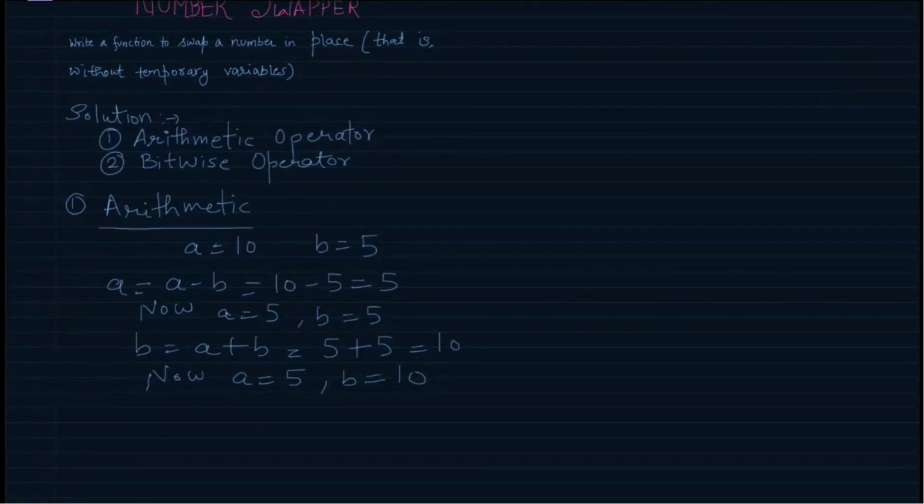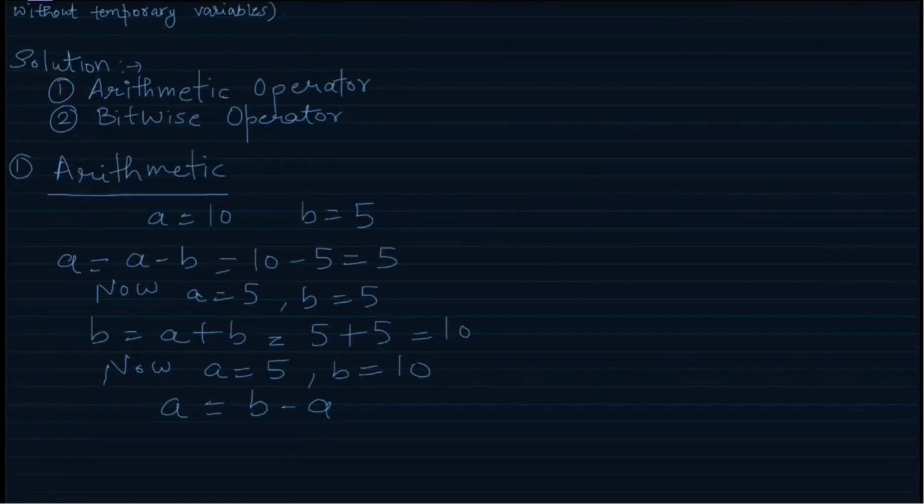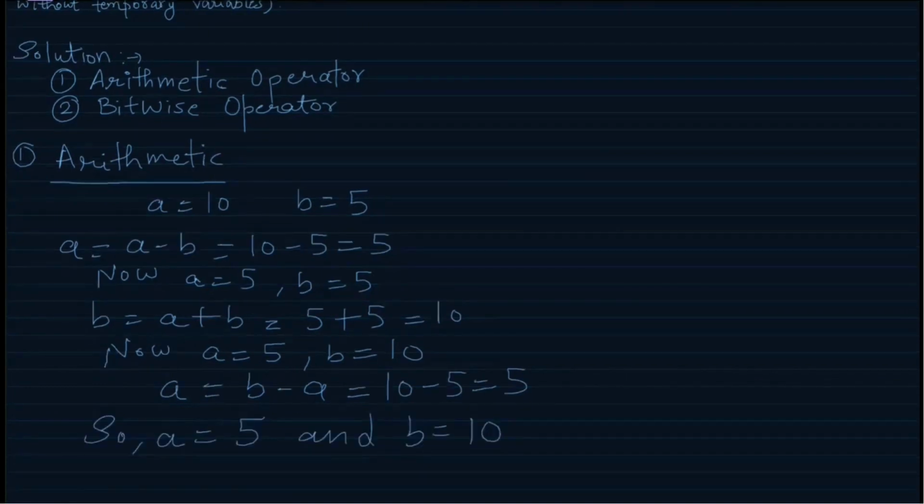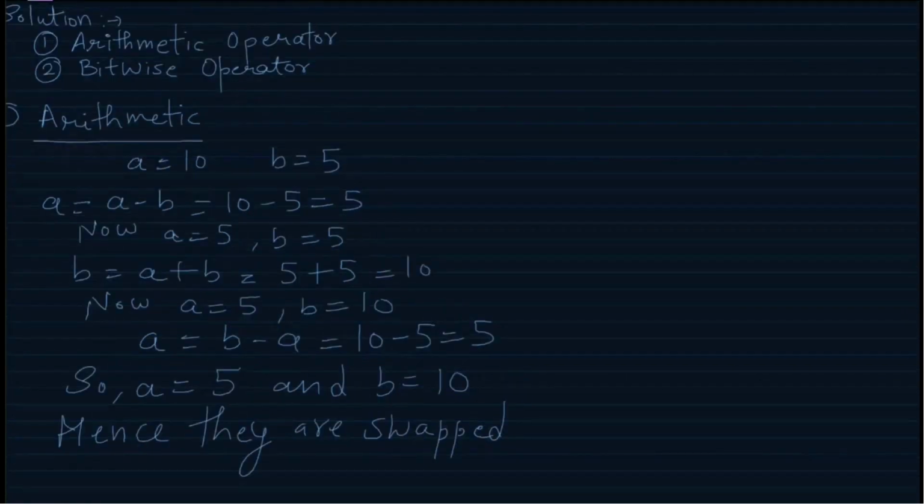Now A becomes 5 and B becomes 10. Finally we'll subtract A from B and assign it to A. So A becomes 5. Hence A is equal to 5 and B equal to 10. Hence they are swapped. The problem with this approach is that overflow may occur. Let's take an example. If A's and B's value is very large and very close to the maximum integer range, then if we do A plus B, it will overflow.